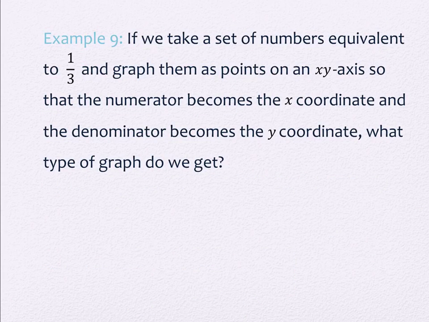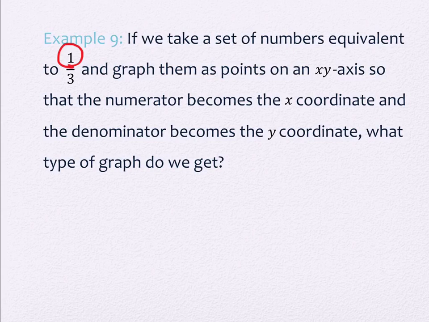Okay, last example in this section. We're going to take a set of numbers equivalent to 1 over 3, 1/3. And we're going to graph them as points on an xy axis so that the numerator becomes the x coordinate and the denominator becomes the y coordinate. And we're going to talk about the kind of graph that we get. So what is it describing? Well, it's saying that the numerator, what's the numerator in this fraction?